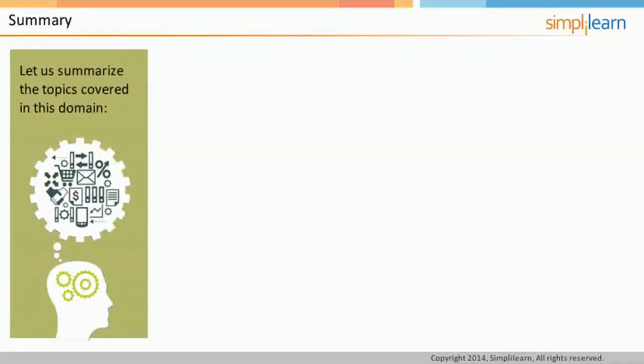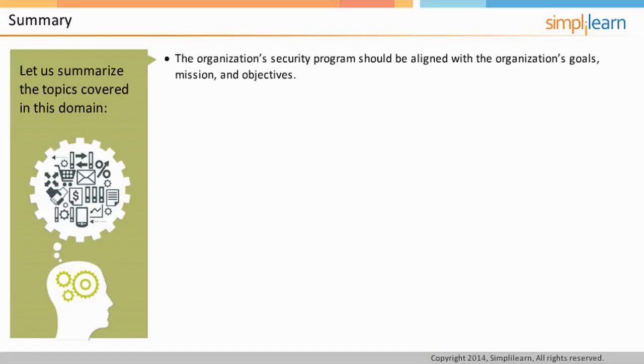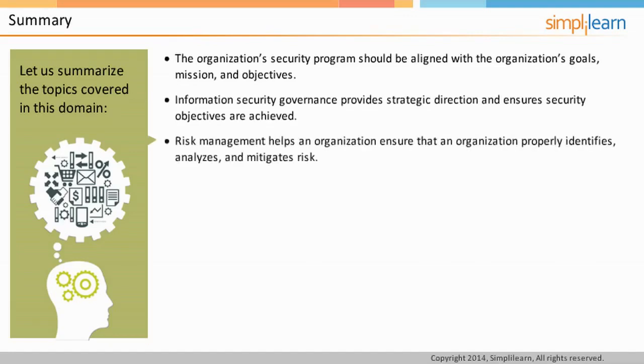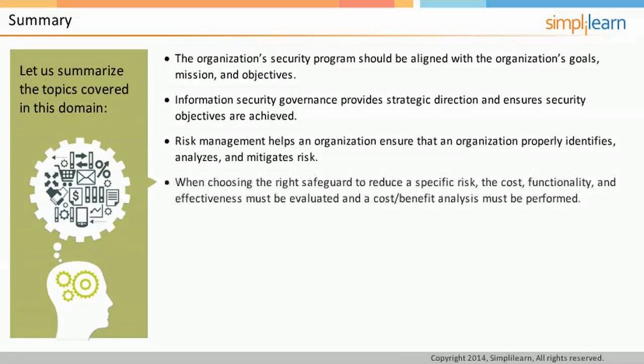Let us summarize the topics covered in this domain. The organization's security program should be aligned with the organization's goals, mission, and objectives. Information security governance provides strategic direction and ensures security objectives are achieved. Risk management helps an organization ensure that it properly identifies, analyzes, and mitigates risk. When choosing the right safeguard to reduce a specific risk, the cost, functionality, and effectiveness must be evaluated and a cost-benefit analysis must be performed.